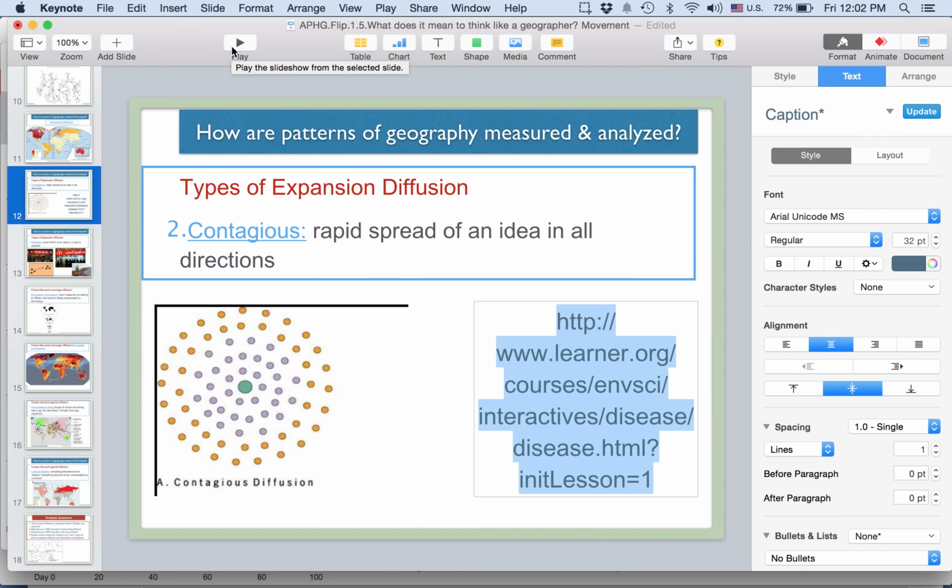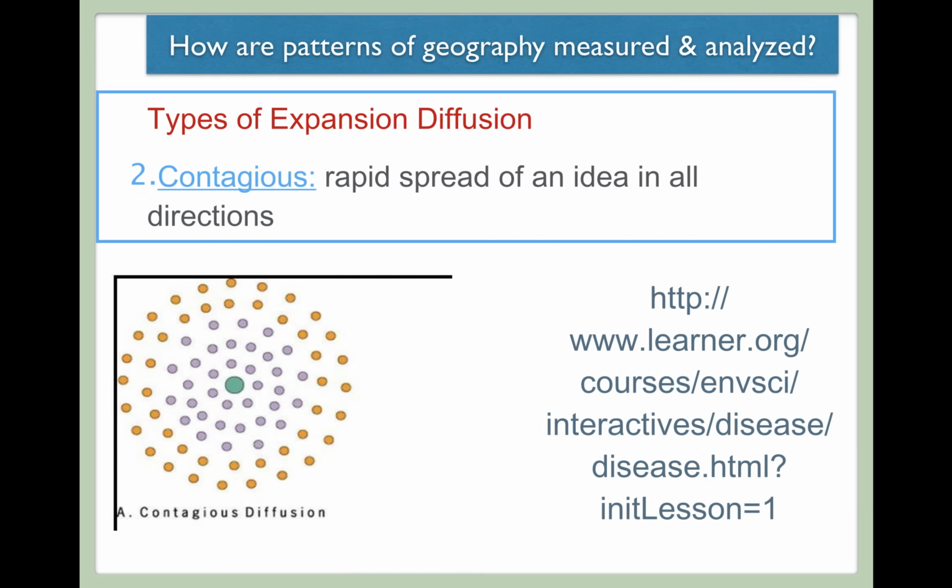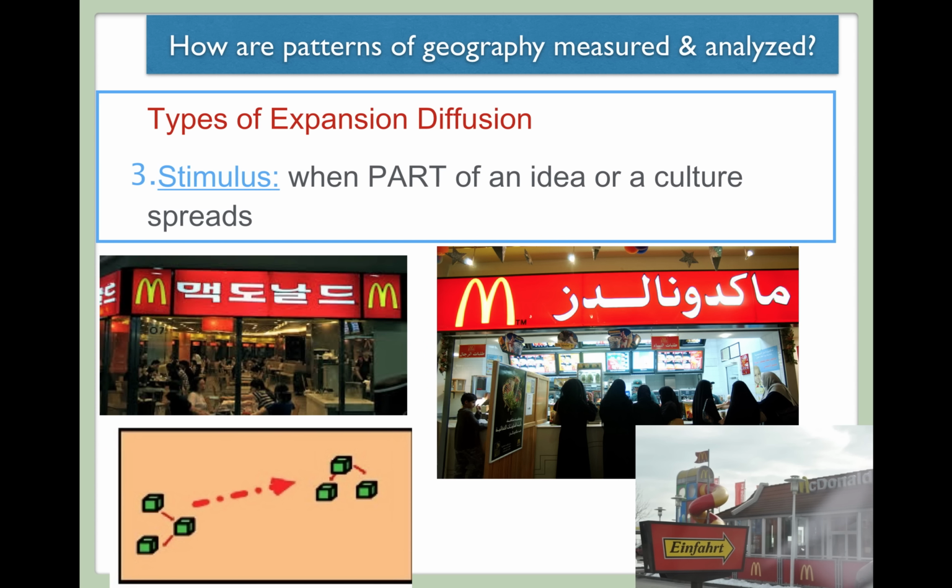Contagious diffusion is the rapid spread of an idea. Another way to think about contagious diffusion is actually the spread of a rumor, right? You can imagine what happens when a scuffle happens on the basketball court. Then you can imagine just the rumors that spread almost instantaneously. Or a viral video, that'd be contagious diffusion.